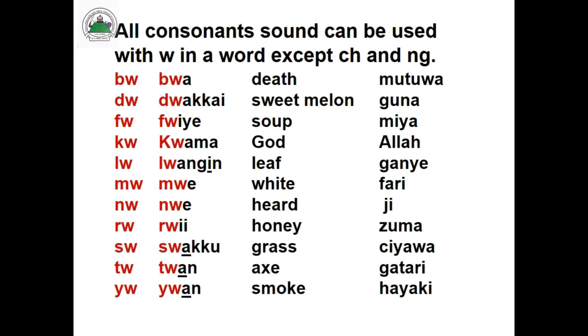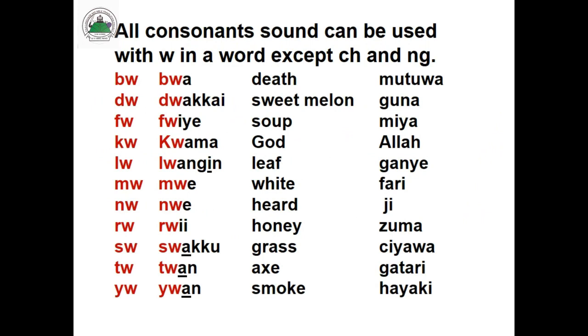And the next consonant d coming with this w is in the example dwakai, dwakai, which means sweet melon, then in Hausa, guna. We also have our consonant f coming together with w to form fue, fue, which means soup in English, miya in Hausa. And the next consonant k coming together with w to form kwama, kwama, which means God in English, Allah in Hausa. Then the next one, our consonant l to form the word luangen, luangen, which means leaf in English, ganye in Hausa.